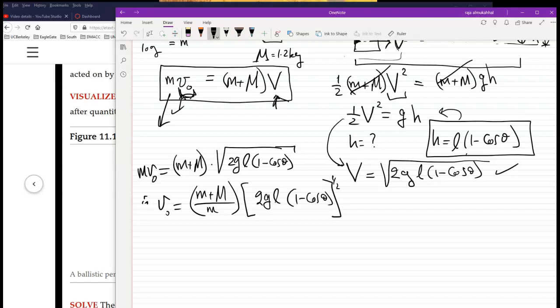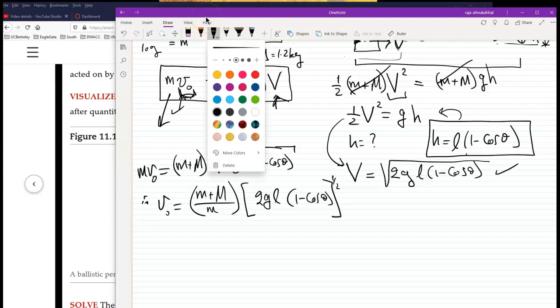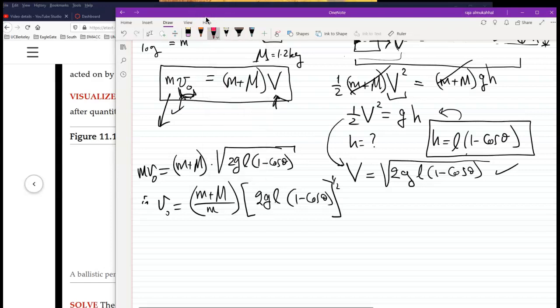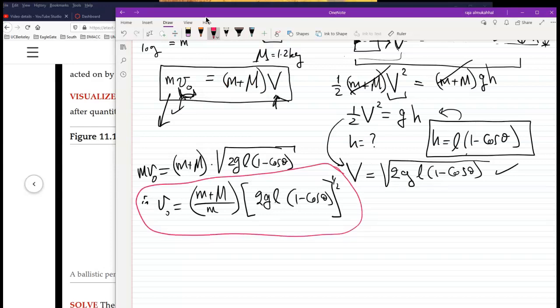I have this formula. Let me change it to a different color just for clarity. That's the velocity. You see that, guys? Just plug it in. If I want to get the velocity, just plug it in. I did it a little bit different from how he did it, but I think mine is clear enough, I hope.